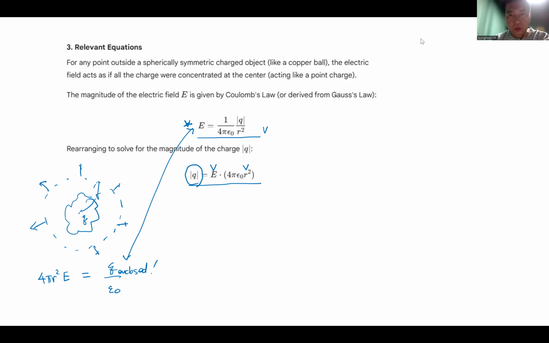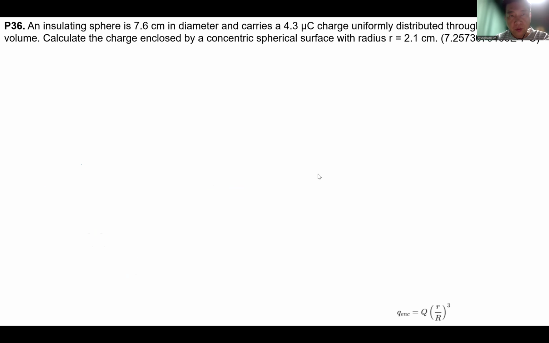So we'll move on to the next questions. So now once again, it's an insulating sphere and is uniformly charged. Calculate the charge enclosed by the concentric surface with a radius of r equal to 2.1.